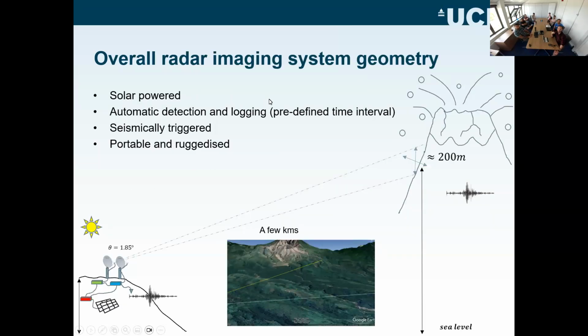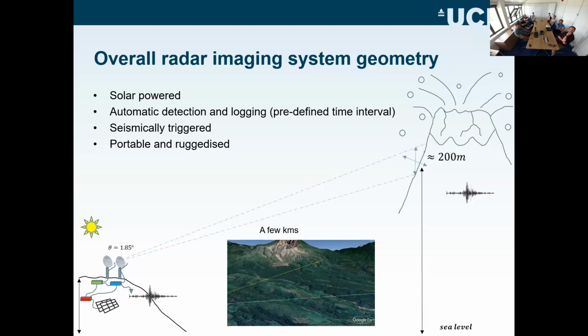This is the geometry of the radar. Our target is a big active volcano, so obviously you want to be a few kilometers away. Because of the difference in terrain, the radar is required to look up to the target rather than down. This is actually good because the antennas that were chosen, and I'll explain what frequency band the radar is at, have a natural offset beam, which is quite helpful in this scenario.